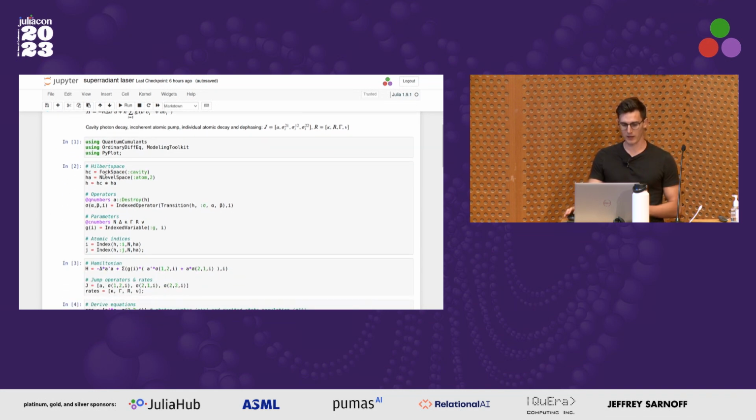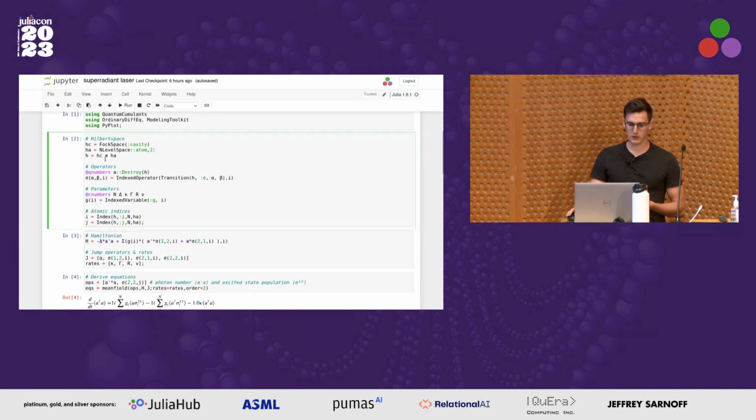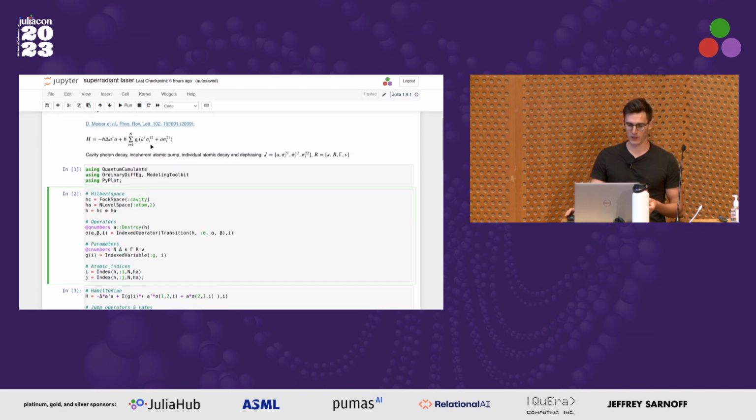Again, at the very beginning, we need to define the Hilbert space. In this case, one Fock space for the cavity photons and one n-level space for the two-level atoms. On this full Hilbert space, we can then define our operators again. And the special thing here is that we do not only have a normal transition operator, but we have a transition operator with an index, which we can define by this indexed operator. So we have really operators which carry an index i.